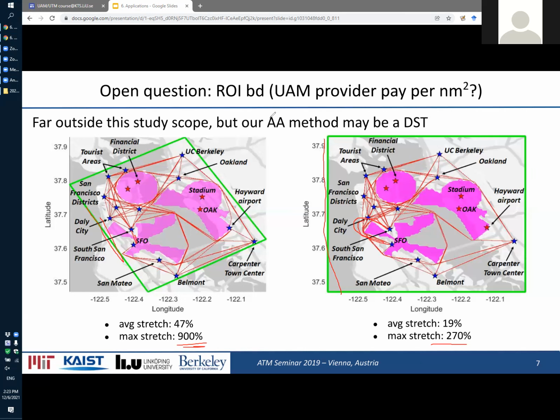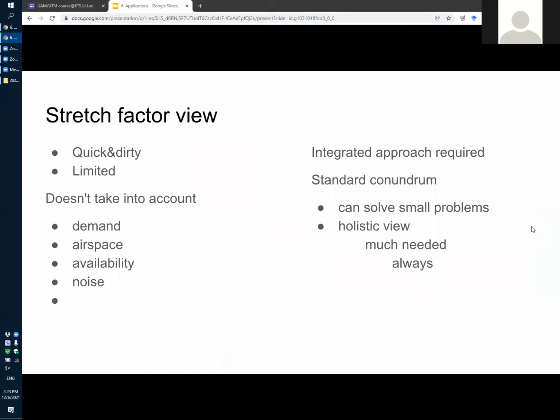And then the question is, how do you really decide in what region the UAM operates, or whether the providers will have to pay per square mile? Well, that's far outside my interest. So here are again just some of the pictures of the path stretch and how the route diversion plays a role in it.